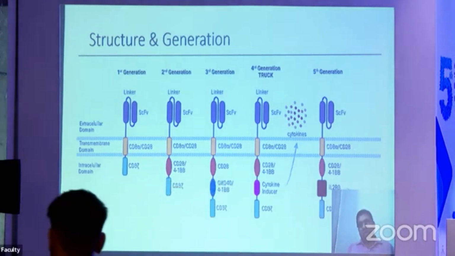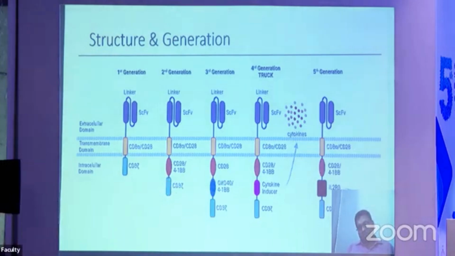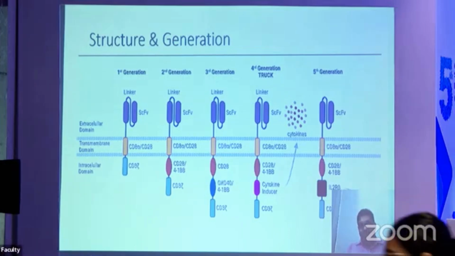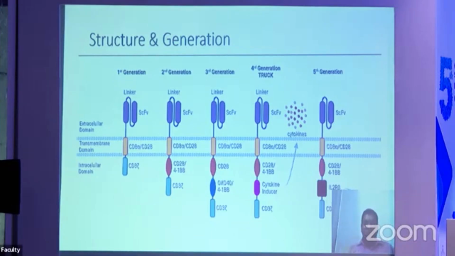The fourth generation CAR is also known as TRUCK, that is T cell redirected for universal cytokine killing, which leads to a cytokine release, which actually kills the cells. Now, why can TRUCK do a cytokine release? Because it's a cytokine inducer. So this is a modification of the second generation where the cytokine inducer is put inside the intracellular domain, and which leads to a large amount of cytokine release.